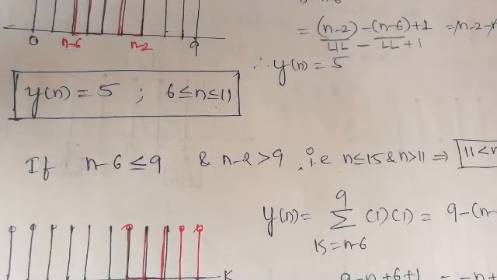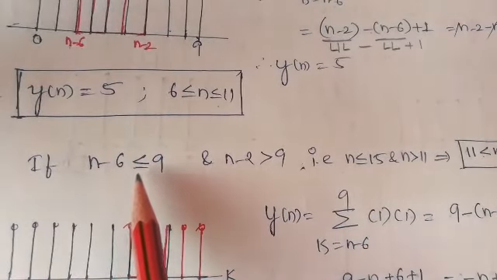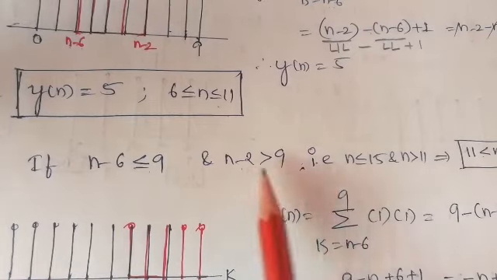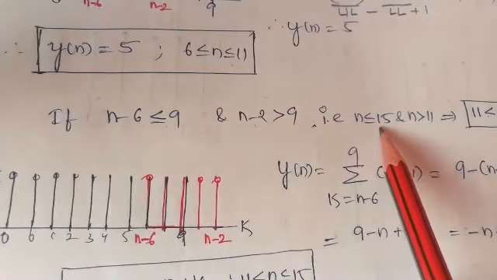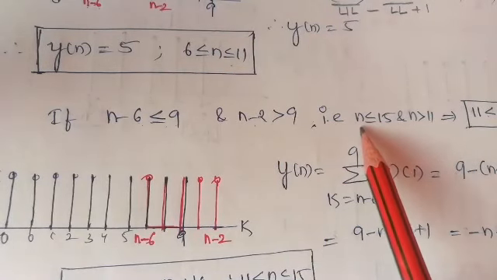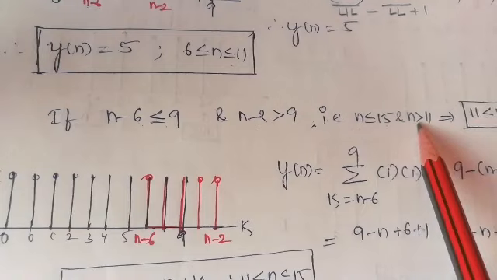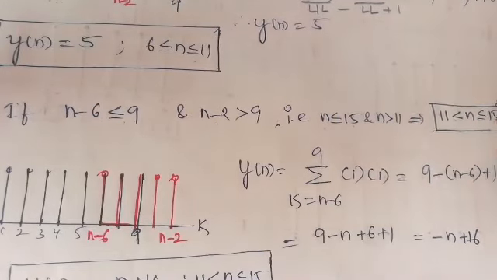Third overlap case: if n minus 6 is less than or equal to 9 and n minus 2 is greater than 9. If you take 6 to the other side, 9 plus 6 becomes 15. 2 to the other side, 9 plus 2 is 11. So the value of n is less than or equal to 15 and greater than 11. In concise form, we can write it lies between 11 to 15.